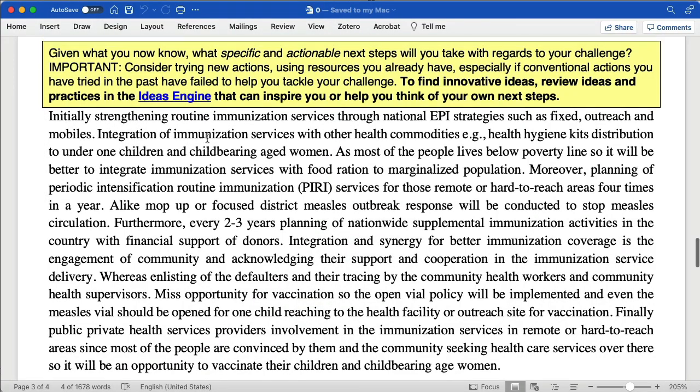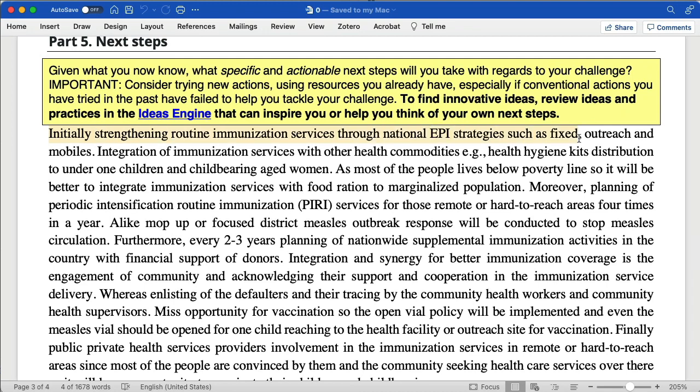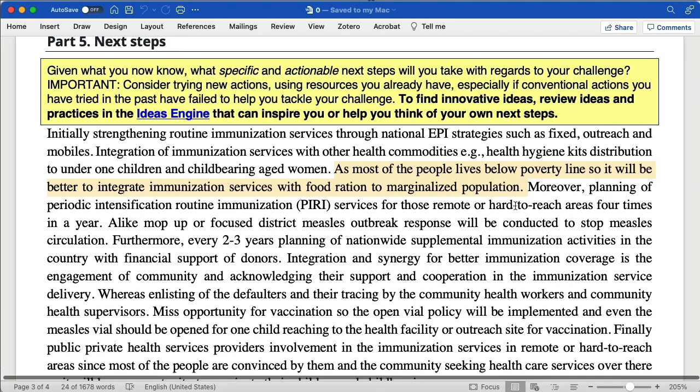Initially strengthening routine immunization through national integration of immunization services, right, with food rations. Okay, so for example, in this, it's more like recommendations that you would make to inform a national plan. I could see this argument very well. Obviously, showing up with vaccines when people are starving, this needs to be addressed.